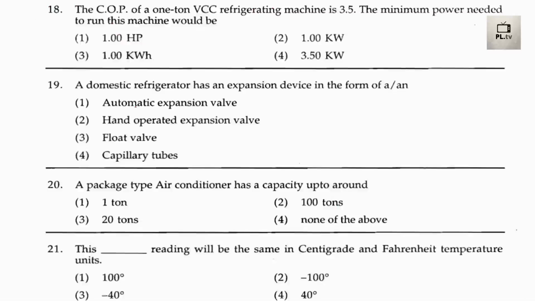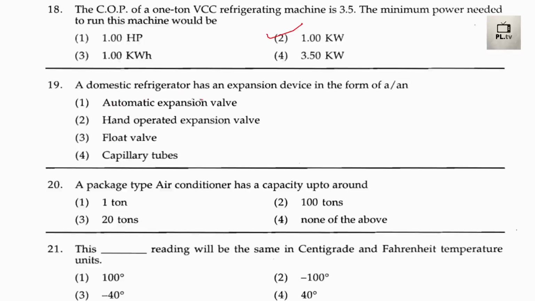The next question is: the COP of a 1 ton VCC refrigerating machine is 3.5. The minimum power needed to run this machine would be? We all know that COP is the ratio of refrigerating effect to the input power. So if COP is 3.5, then the minimum power required would be 1 kilowatt.